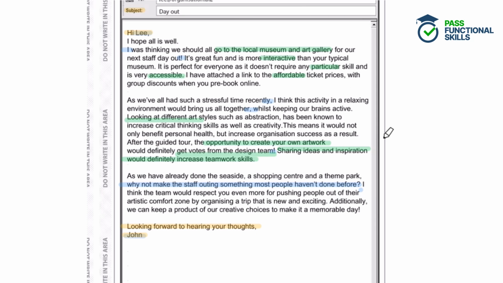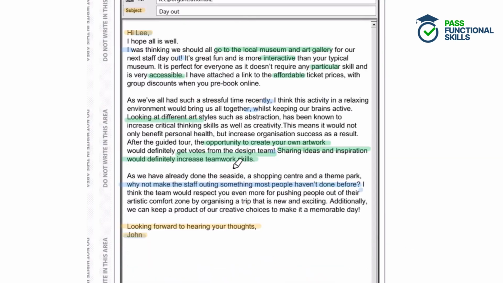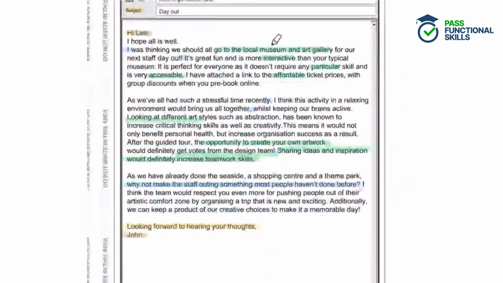So every time you introduce a new idea or a topic, you should be using a new paragraph. And the bullet points in the question can often give you an idea of what each paragraph should be about. So your ideas for a day out could be one paragraph, and then your explanation could be another one. In this answer, those bullet points have kind of been merged together throughout the answer, but each paragraph is about something slightly different. So in the first one, they've been introducing their idea to go to the museum, and they've mentioned that it is accessible and affordable.